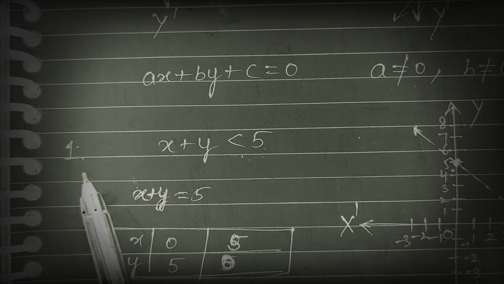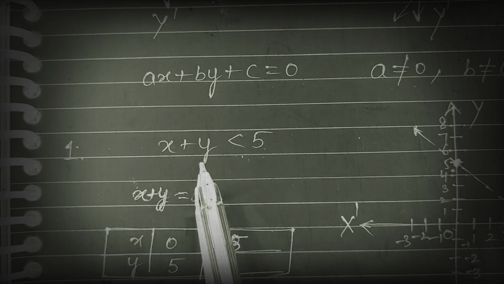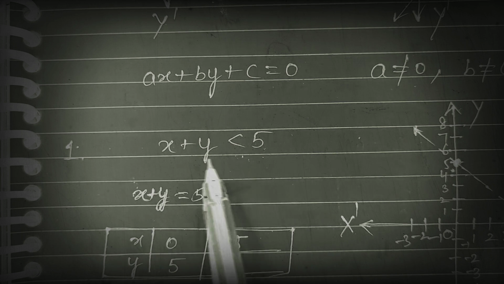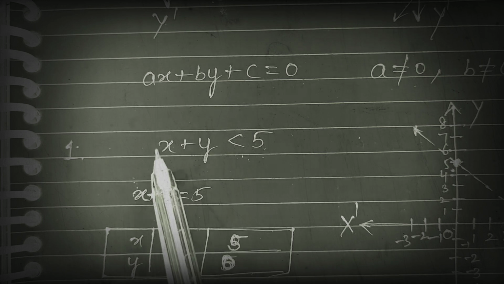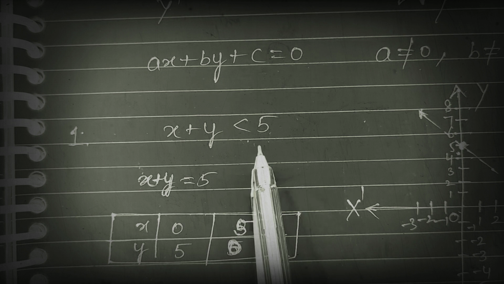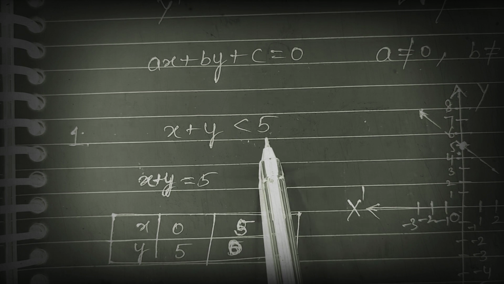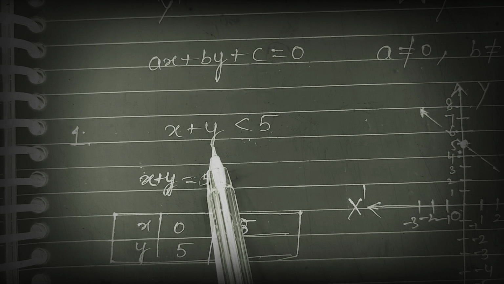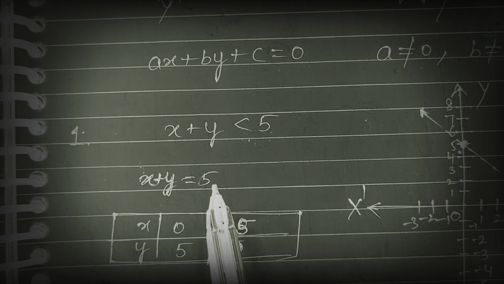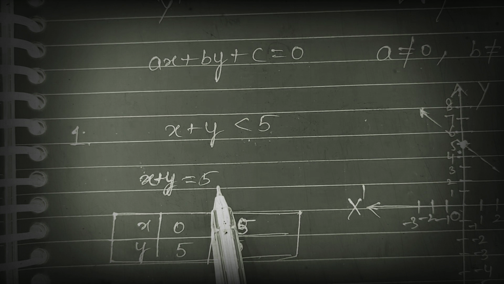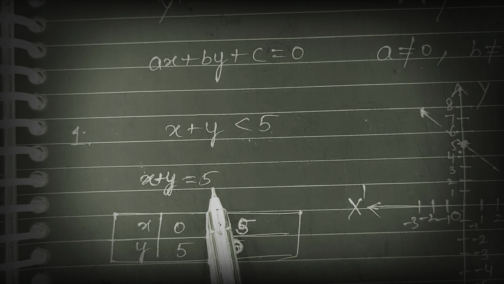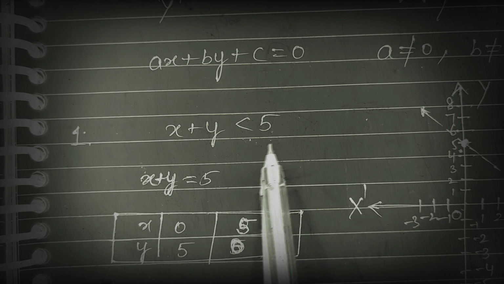Look at the first question of exercise 6.2. x plus y less than 5. We have to find the graphical solution of this, so we have to show it by graph. So x plus y is less than 5. Firstly, we will draw the graph of x plus y is equal to 5, because here the boundary given is 5.